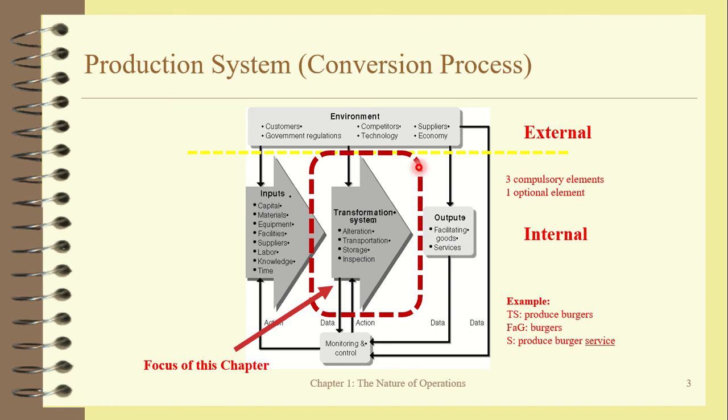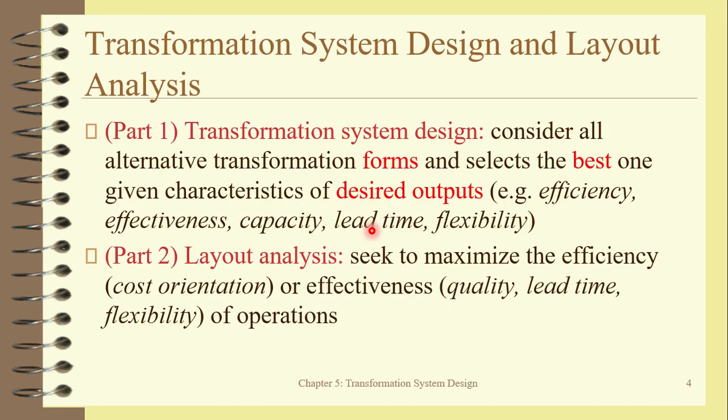In our first chapter, we have already discussed the production system, or sometimes we call it the conversion process. Today we are going to focus on this element, the transformation system, and the design of the transformation system. This chapter is going to be divided into two parts. The first part is about the transformation system, and the second part will be about the layout analysis. For the second part, we are going to continue next week.